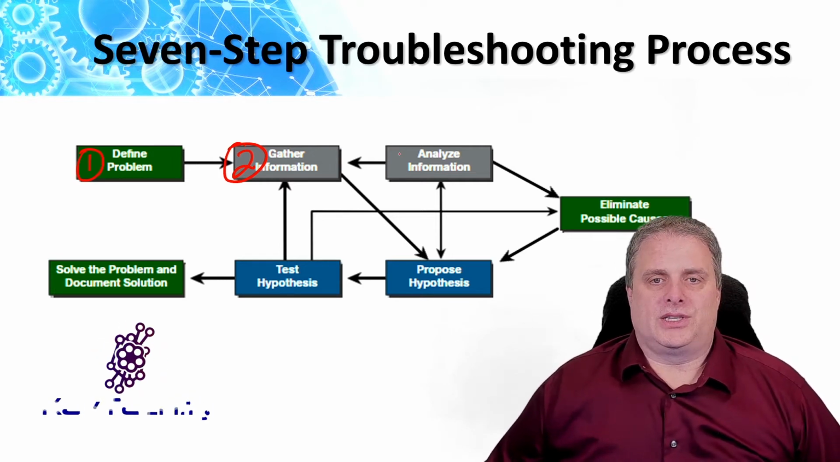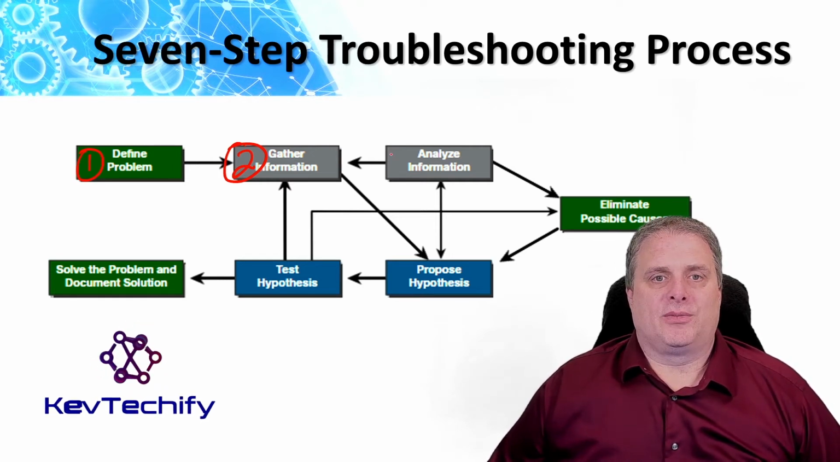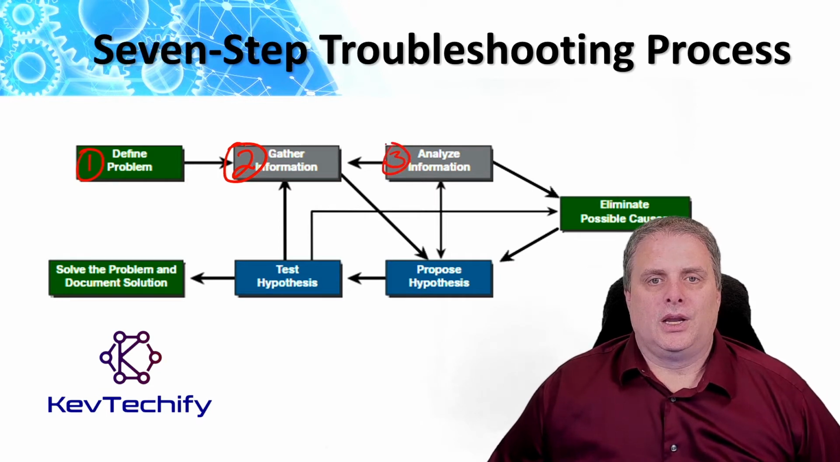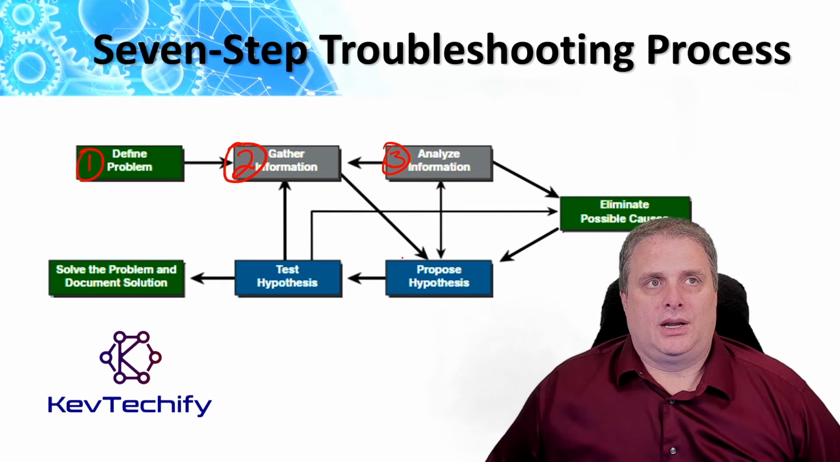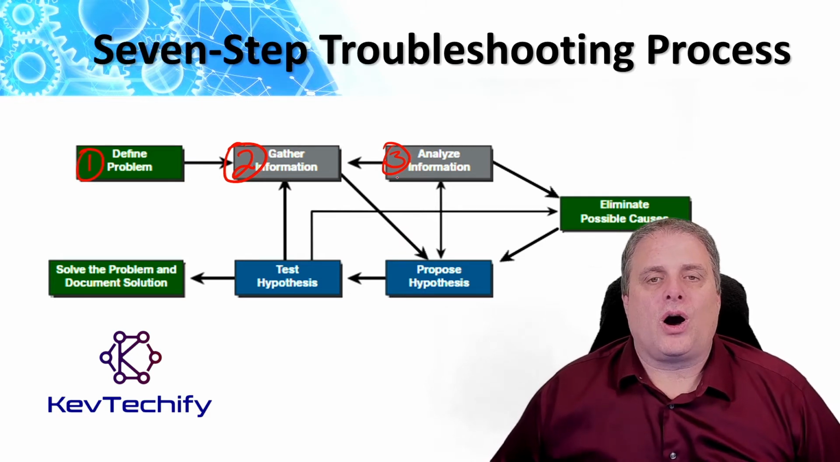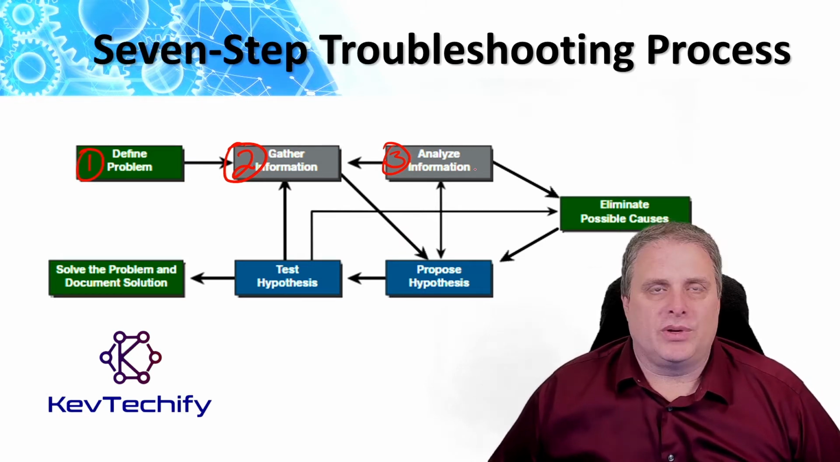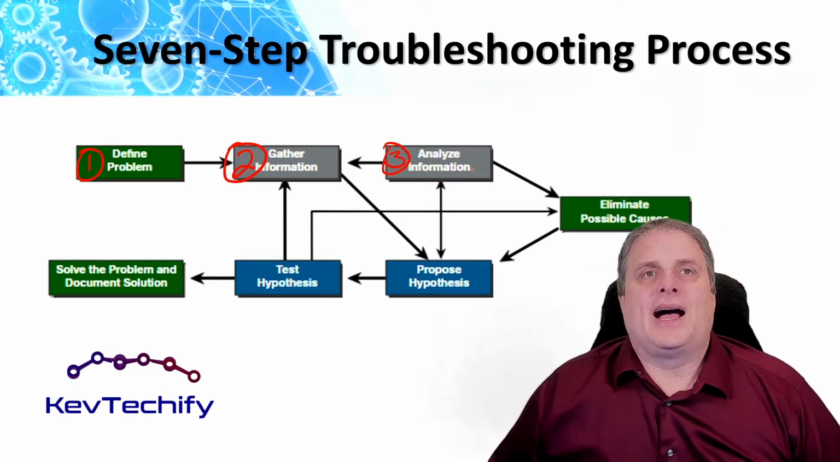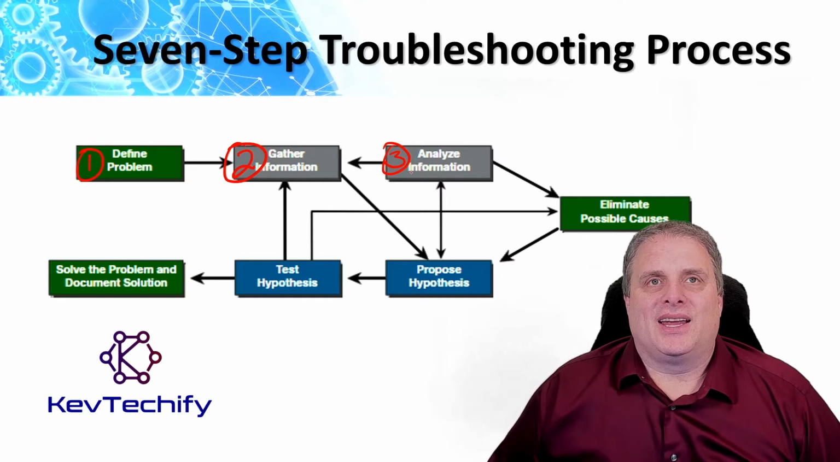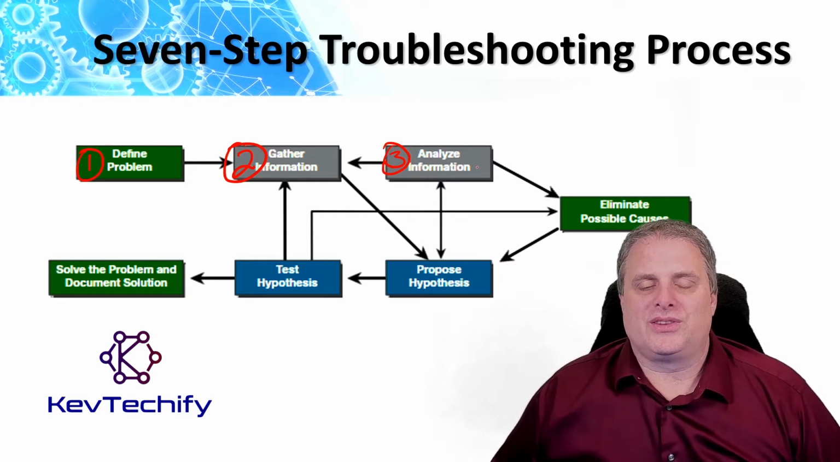Moving on to the third step, this is analyze information. You're going to look at all this information you just gathered, and you're going to identify possible causes using network documentation, network baselines, knowledge bases, and peers. You're going to go through and look at this data. Do I notice anything? Can I see any problems from that?